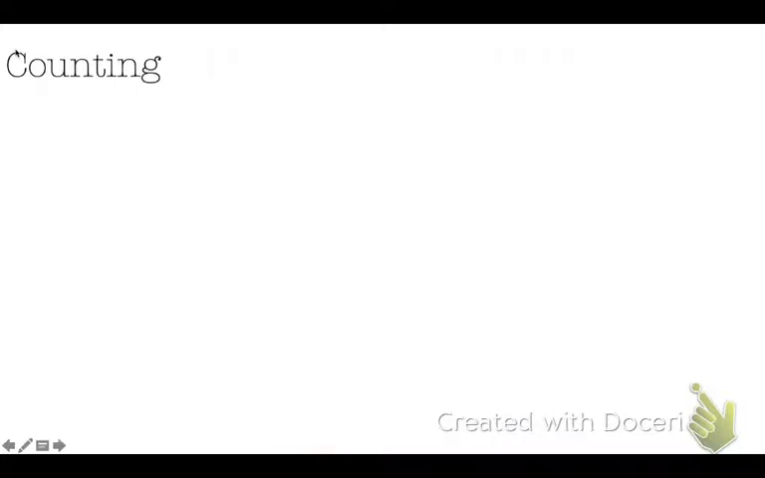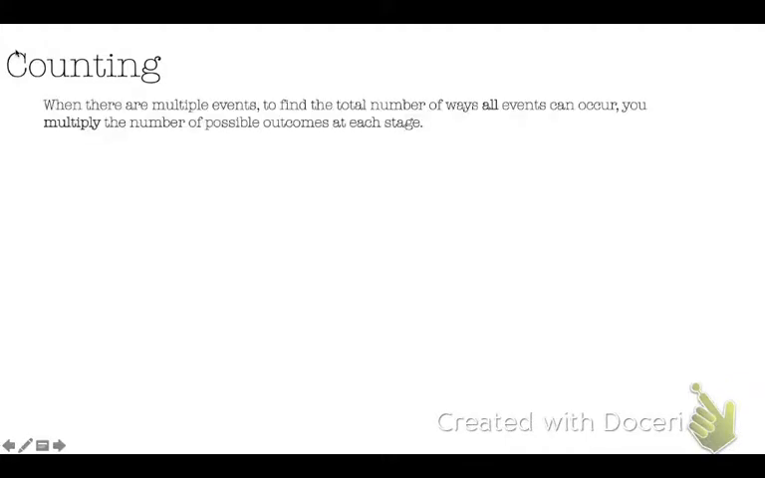Okay, so counting. There's lots of different ways to count things. When there are multiple events, to find the total number of ways all events can occur, you multiply the number of possible outcomes at each stage. So what that means is, let's go through an example.